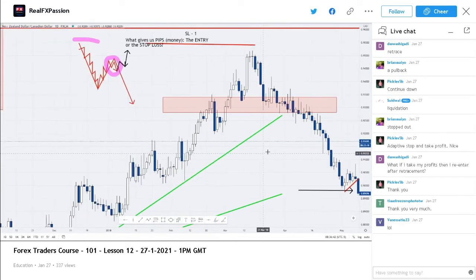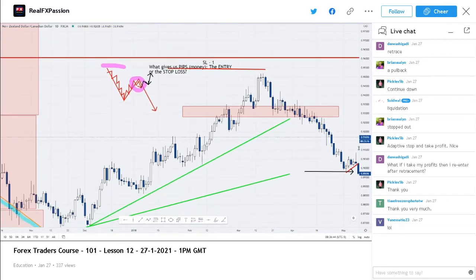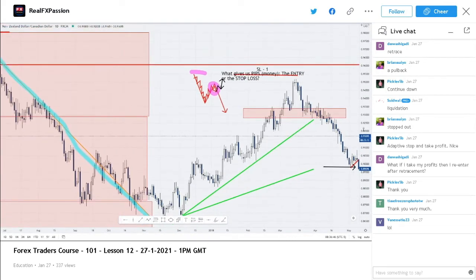Now, as for yesterday, we have different options, right? We have now one more stop loss. You can enter here and put the stop loss in here. This would be the stop loss number 3.